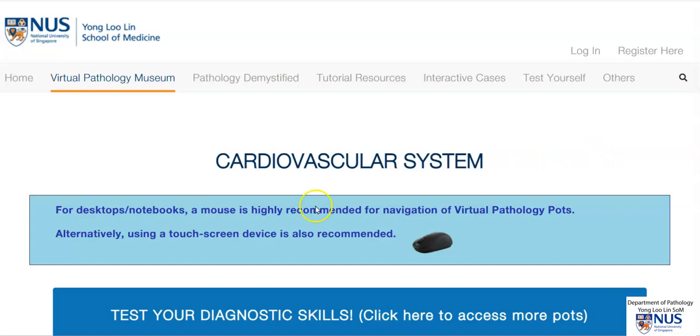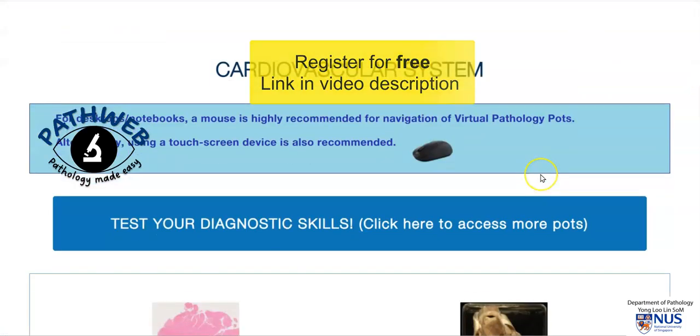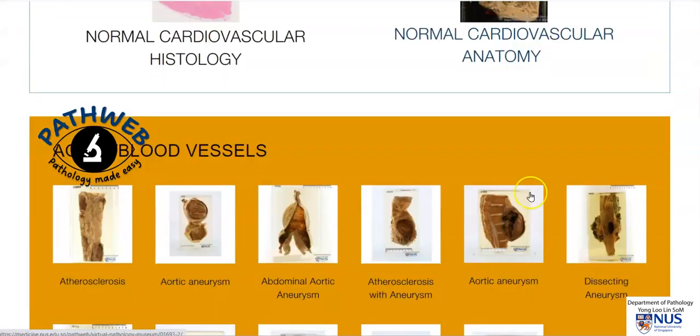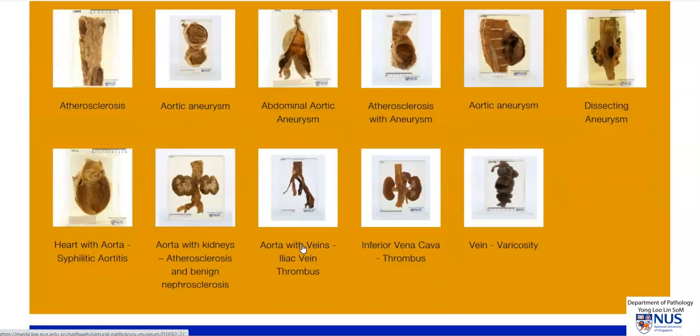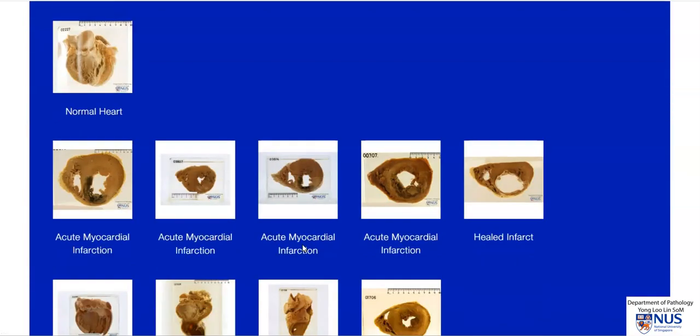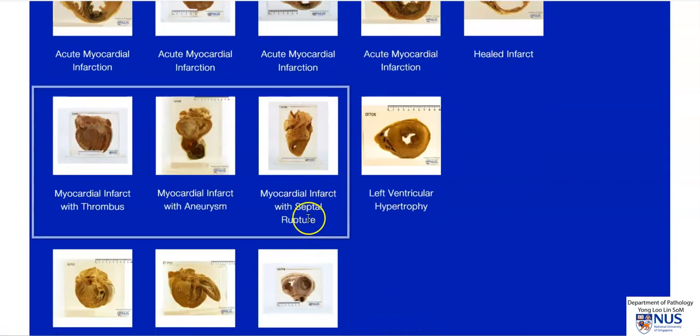This is the homepage of our cardiovascular system chapter in our virtual pathology museum, and this is part of Pathweb, our online pathology learning resource. You can register for full access to our museum using the link in the video description. As we scroll down, you will see that there are many thumbnails, and each one of these will take you to a page describing that particular condition and also showing the virtual pathology specimen.